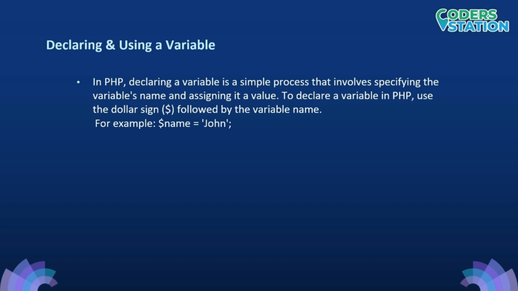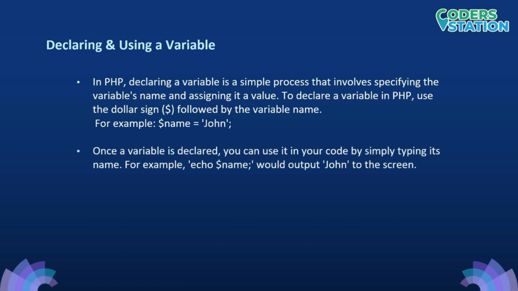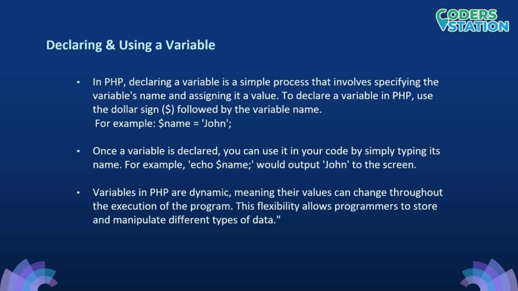Once a variable is declared, you can use it in your code by simply typing its name. For example, echo $name would output John to the screen. Echo is a statement which prints and outputs the value on the screen. Variables in PHP are dynamic, meaning their values can change throughout the execution of the program. This flexibility allows programmers to store and manipulate different types of data.